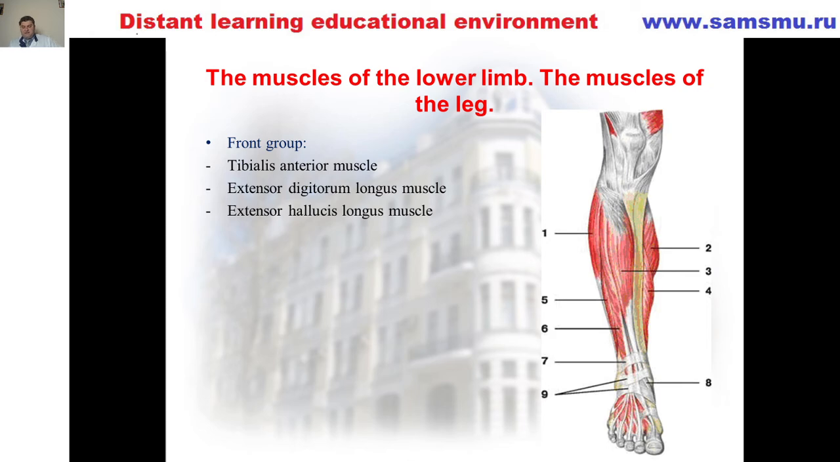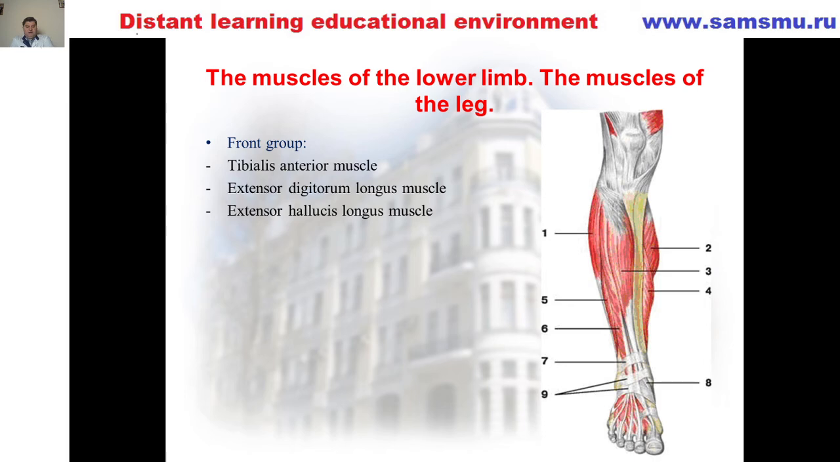The extensor hallucis longus muscle lies deeper. You may see this muscle here on the picture. Lies deeper in the space between the two muscles described above.